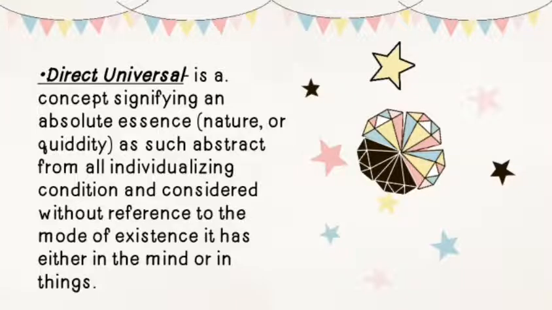To perceive the direct universal, mere abstraction by the intellect is sufficient. To form the reflex universal, the intellect must regard the essence as common to all the individuals possessing it. The direct universal has a real existence in the thing perceived, but not in the manner in which it is perceived. The reflex universal as such has only an ideal existence.